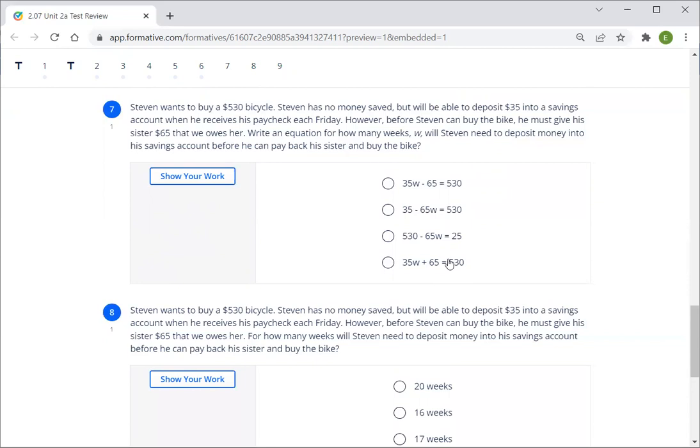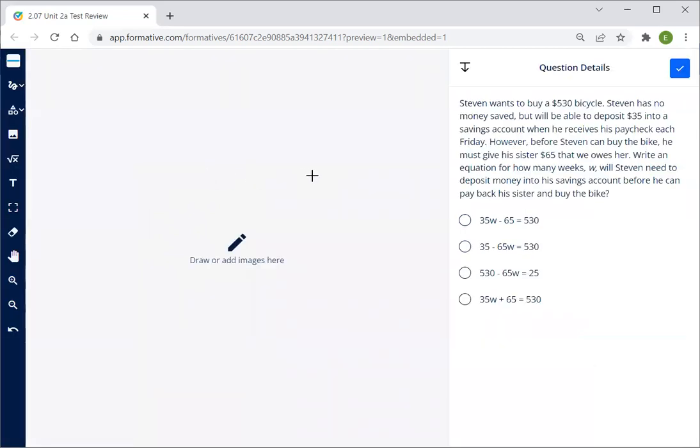y equals mx plus b. So even when I was reading this, I already saw 35, ding, ding, ding. It says each. So 35 is your m value. Okay, so that would be 35W. And we know the total. They tell us his total is 530.